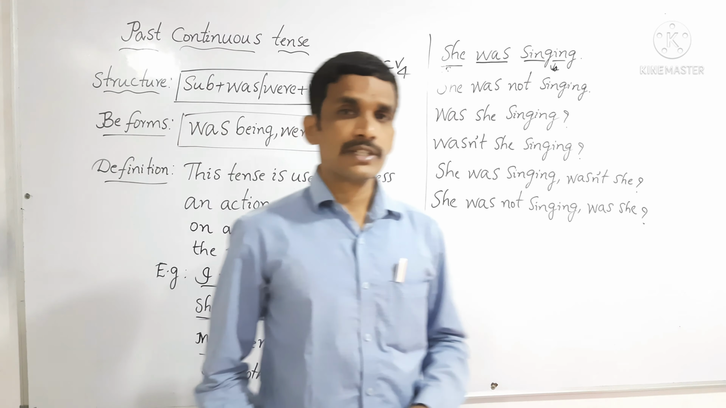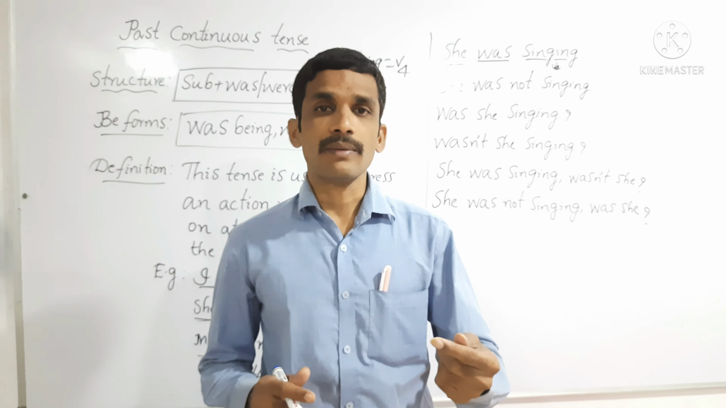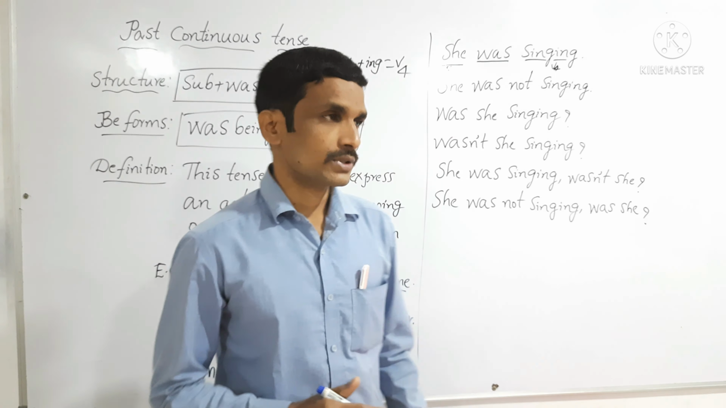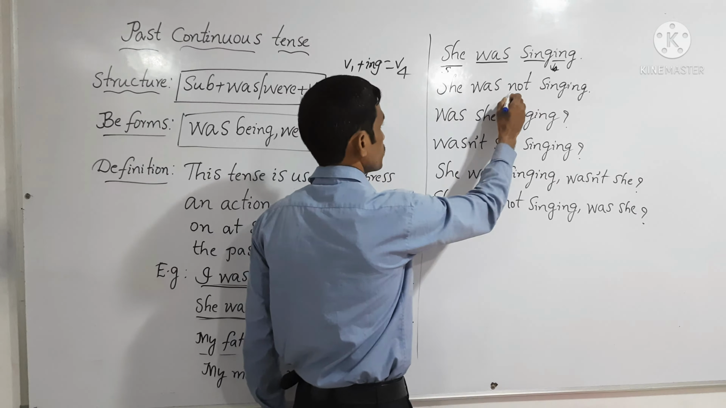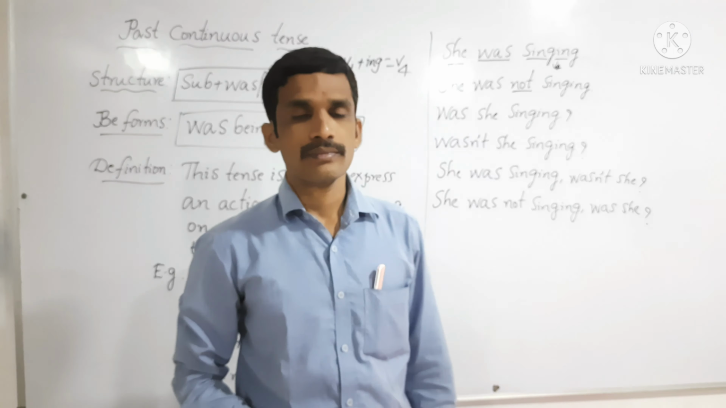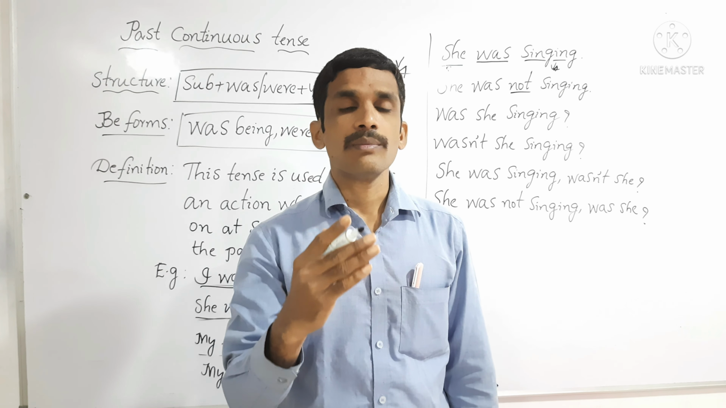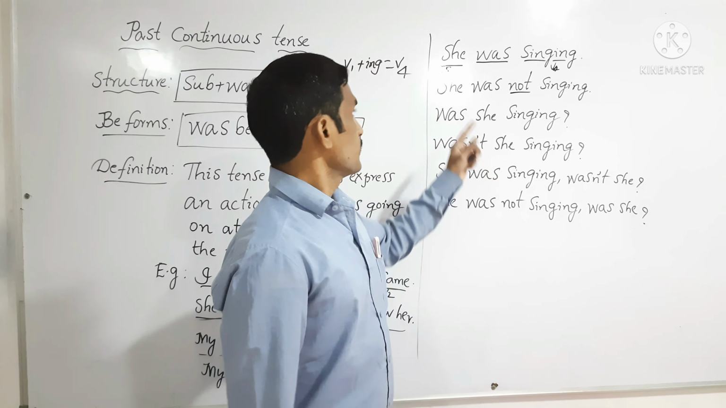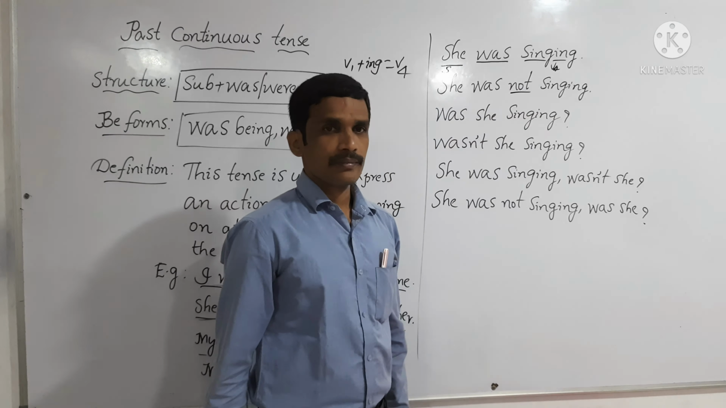What is the negative sentence for this? She was singing. In order to make it a negative sentence, we have to add not, N-O-T, after the helping verb was. She was not singing. Right?